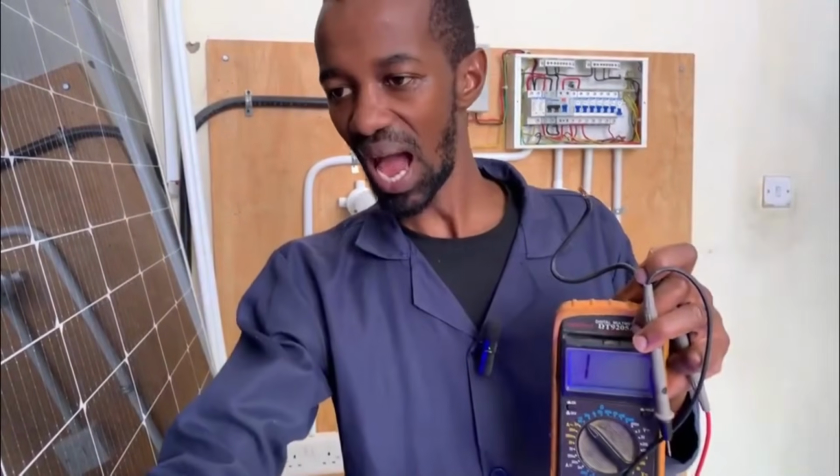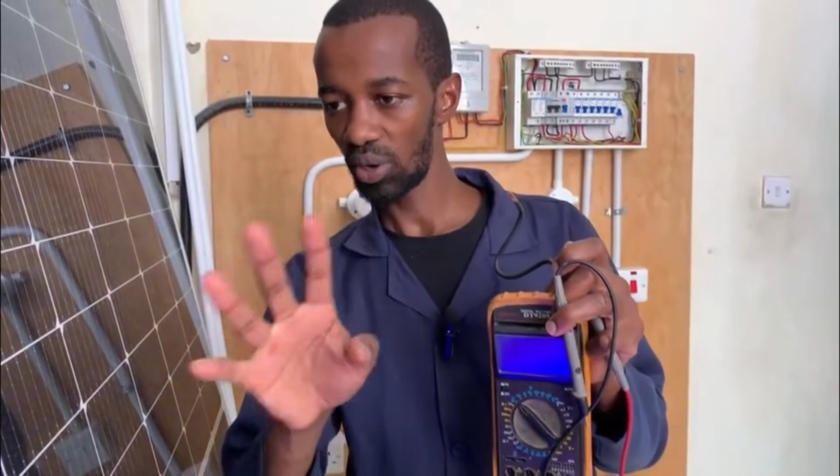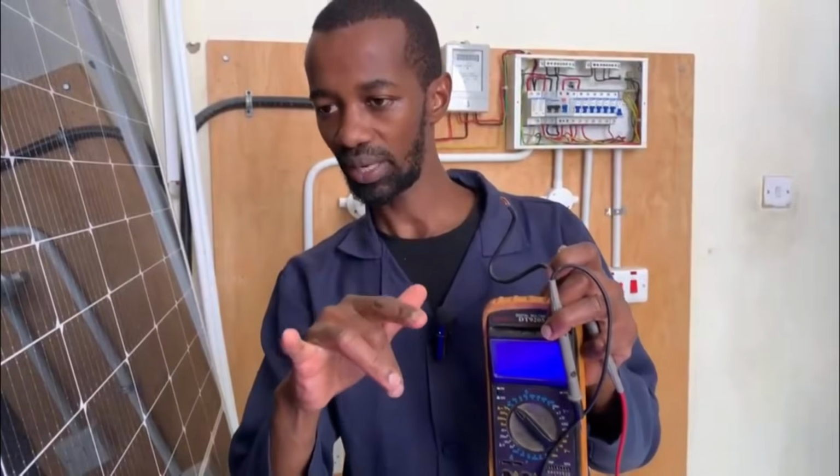My top boss has said, how can I use the multimeter to check the voltage, the earth and neutral in the consumer unit? We are going to that right now.